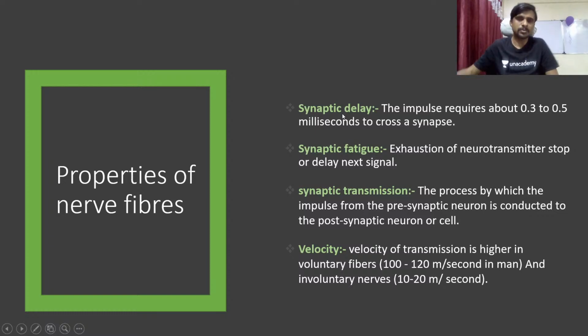So, the properties of the nerve fiber which are related to the synapse. The properties related to the synapse or synaptic gap are given to you on this page. So what is meant by synaptic delay? The impulse requires about 0.3 to 0.5 milliseconds to cross. This synaptic cleft is crossed by the signal through chemicals, so it is a chemical means of signaling.